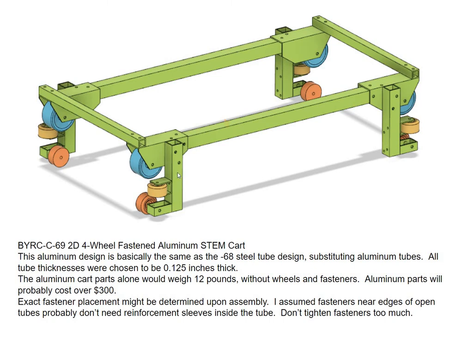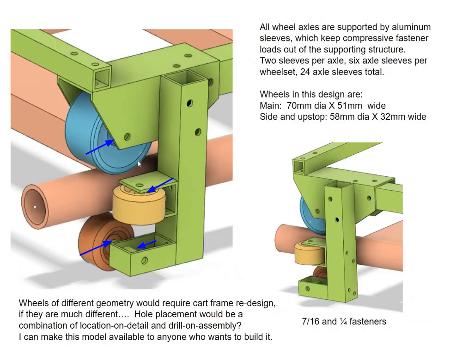The aluminum parts here, the square extrusions in aluminum, series 6000 something, are probably going to cost quite a bit, maybe $300, but it's going to be lighter. And this is a fastened design that I'd like to see somebody try. And here's some details of it.